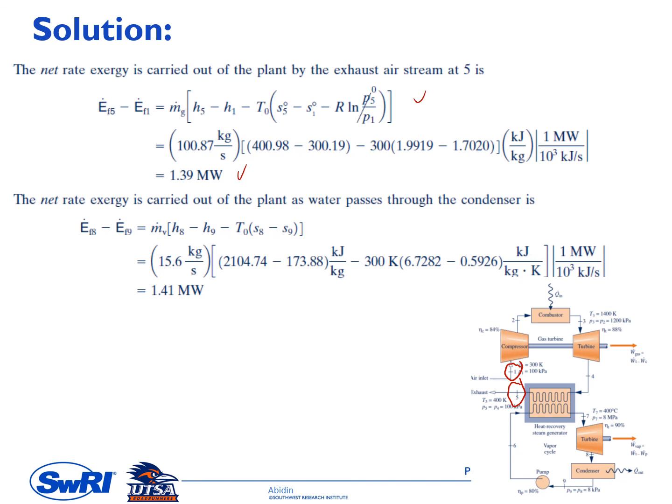And then the next one is the net rate of exergy carried out of the plant as the water passes through the condenser. This means between state number 8 and state number 9. The formula is the same, but now the working fluid is steam, so you can get S8 and S9 from the corresponding steam table. You will get this exergy rate of 1.41 megawatt.